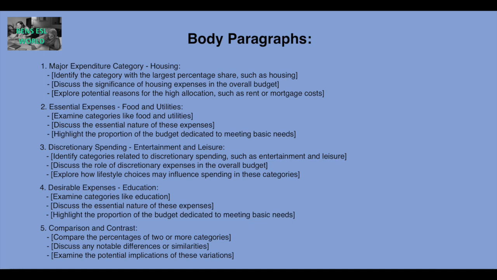2. Essential expenses, food and utilities. Examine categories like food and utilities. Discuss the essential nature of these expenses. Highlight the proportion of the budget dedicated to meeting basic needs.